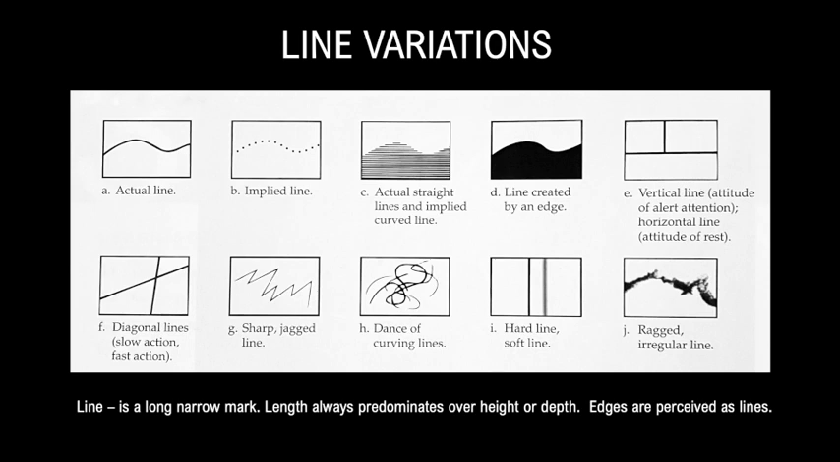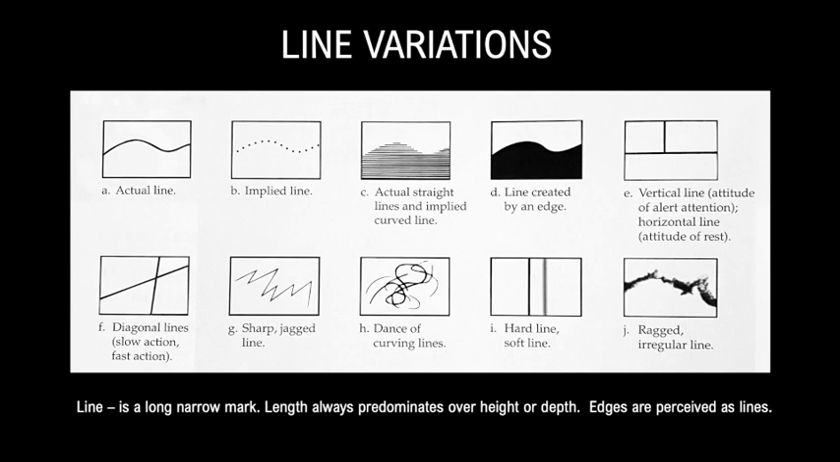We can see an actual line, implied line, actual straight lines, an implied curve line, line created by an edge, vertical line, attitude of alert attention, horizontal line, attitude of rest, diagonal lines, which suggest slow action or fast action, sharp, jagged line, dance of curving lines, hard line versus a soft line, ragged, irregular line.